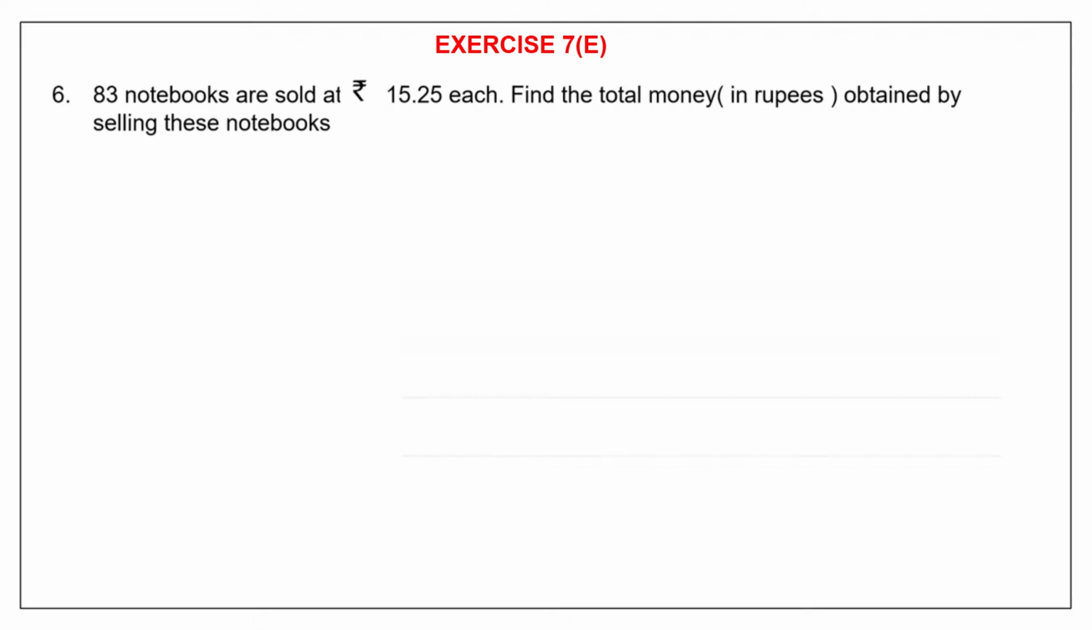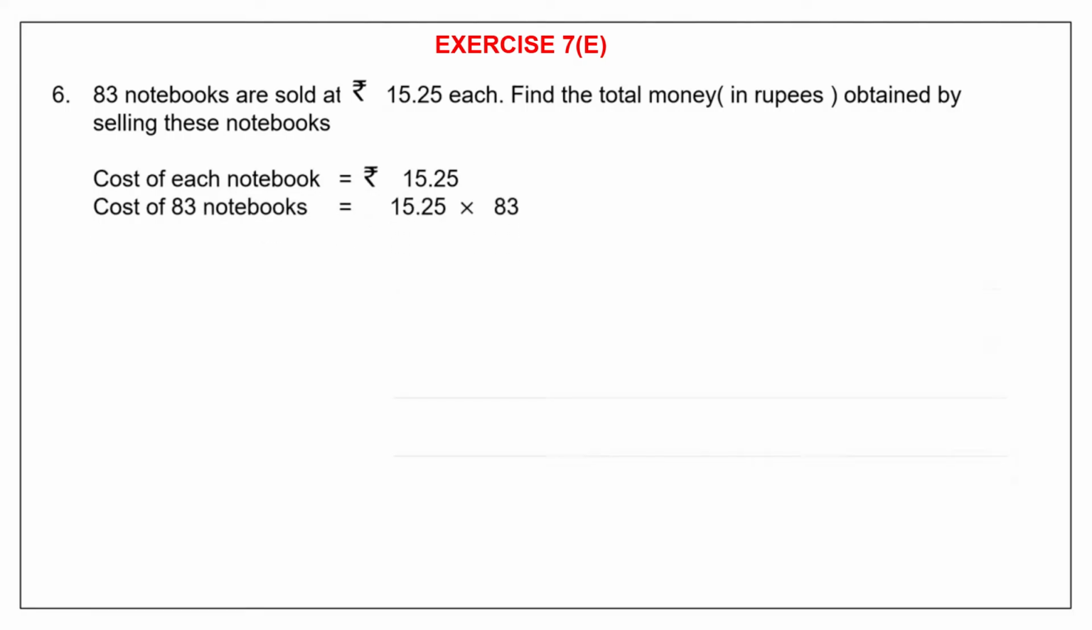So we know the price of each notebook. We have to find the price of 83 notebooks. So when the value of 1 is given and we have to find the value of many, it is multiplication. Let's start. Cost of each notebook is 15 rupees 25 paise. Therefore, cost of 83 notebooks will be 15 rupees 25 paise into 83.